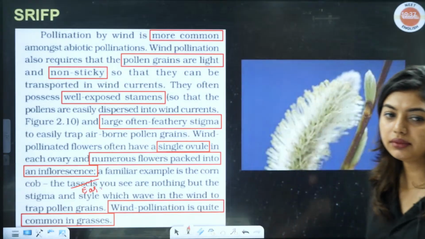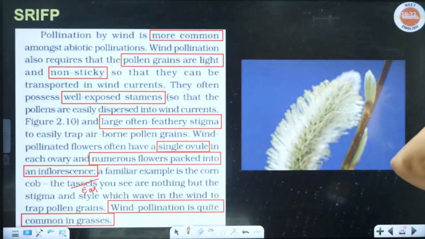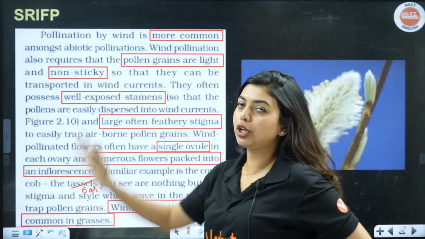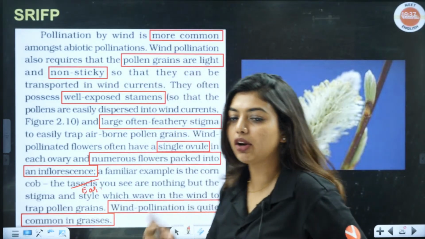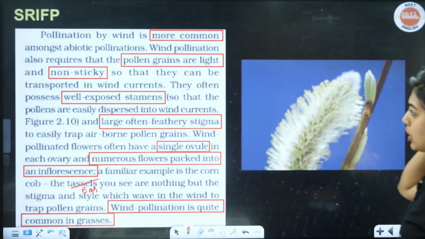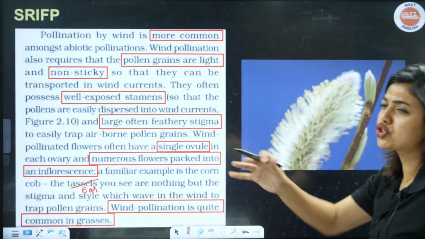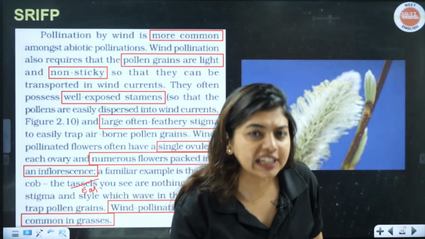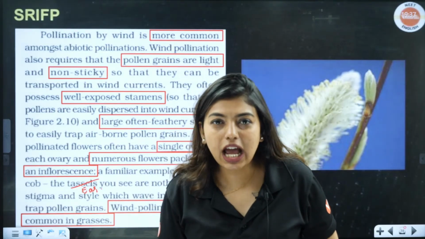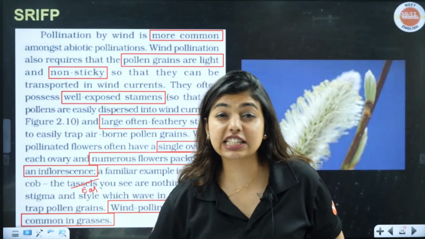Okay? Pollination by wind is more common amongst abiotic pollination. Abiotic means non-living, biotic means living. Understood? So you look here, pollen grains are light. So students, very simple. Just imagine you want to clean. Let's say I have put very sticky slime everywhere.